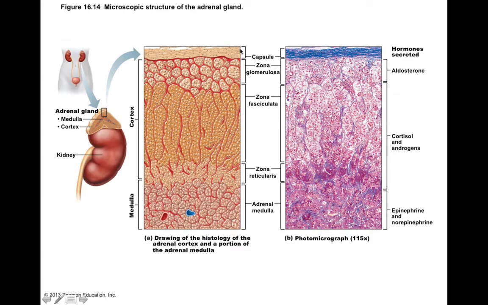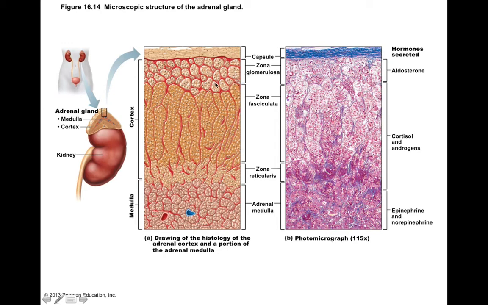So the adrenal gland is actually going to be encased in this fibrous tissue capsule. And deep to that capsule, that's where we get those layers of glandular tissue. So we'll have Zona glomerulosa, Zona fasciculata, and Zona reticularis. And then deep to Zona reticularis, we'll have the renal medulla, which is made of nervous tissue. I'm sorry, not renal medulla. The adrenal medulla, which is made of nervous tissue.